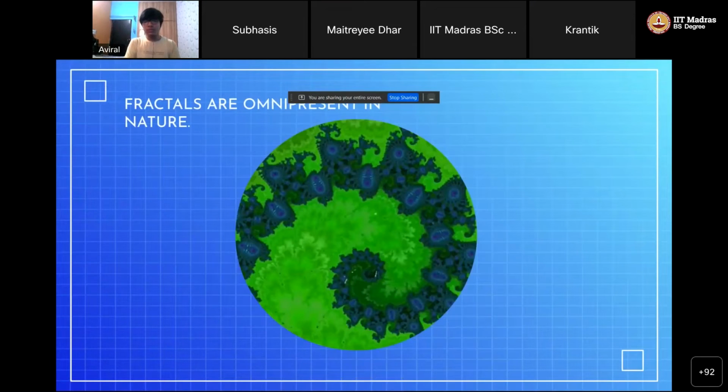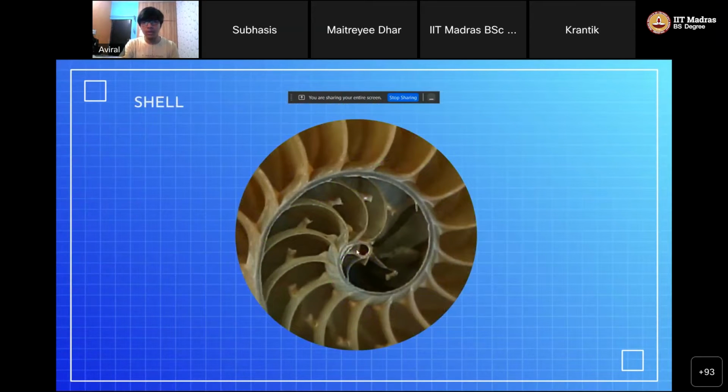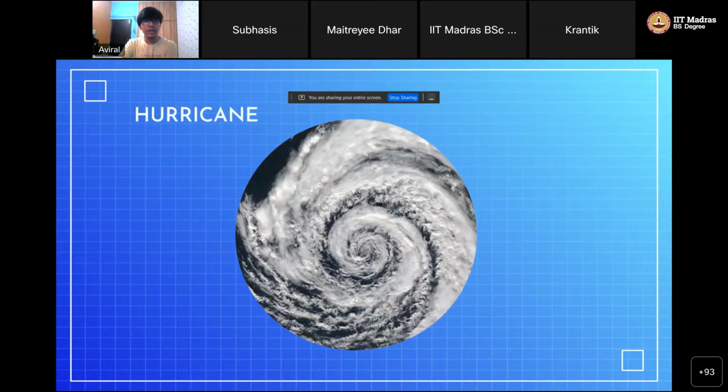Now, fractals are omnipresent in nature. Fractals are everywhere. This is a fractal, a computer generated image of a fractal. It's kind of similar to nature. As you can see, this is similar to a shell, because it has a recurring pattern to it. It is also similar to a hurricane.